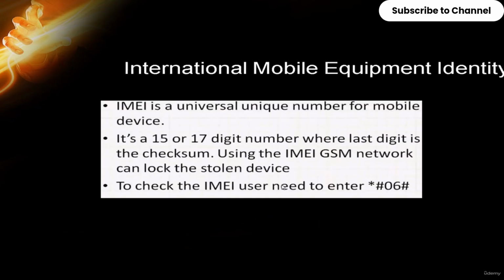And finally, this IMEI is a universal unique identity number which will have 15 or 17 digits with a checksum to detect errors or stolen devices. This IMEI in the GSM network can be used to lock the devices. So we can enter some hash codes based on the service providers. These numbers will differ according to the record.